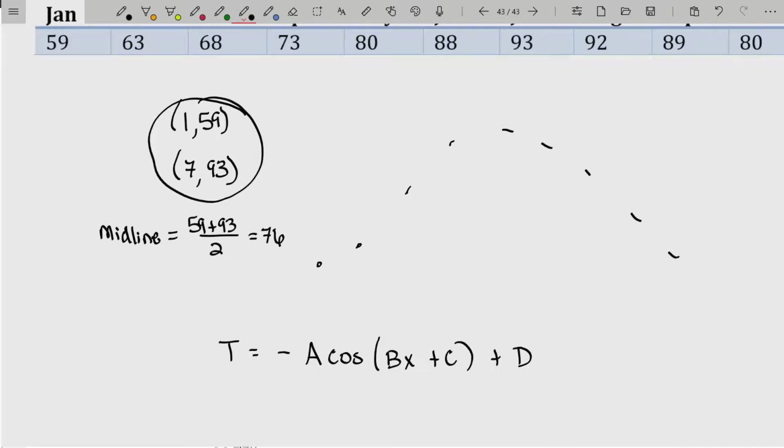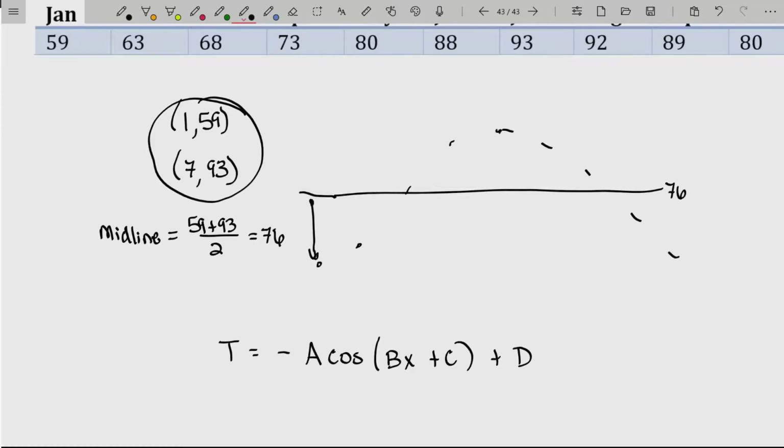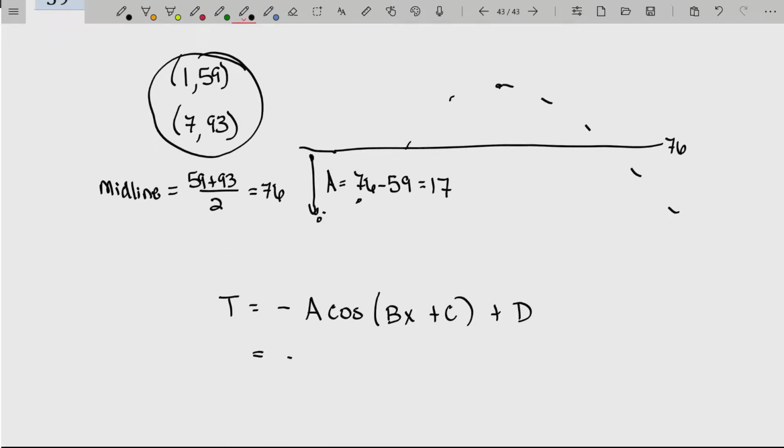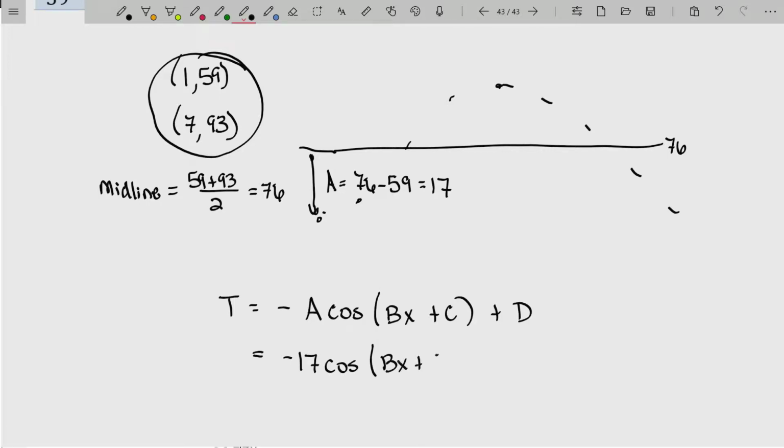And so our amplitude, let's just say 76 right here. I want to find the distance between that midline and either the maximum or the minimum. I'm going to go with the minimum because the math is easier. So the amplitude is 76 minus the 59, which is 17. So our temperature model is negative 17 cosine of bx plus c plus d.